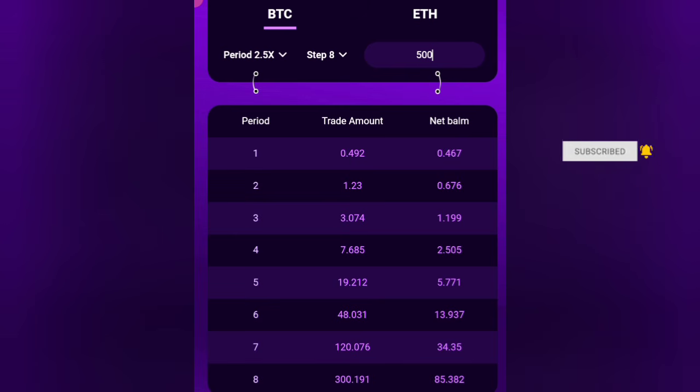It's only when you lose that you move to the next entry amount. When you lose again, you move to the next entry amount. When you lose again, you move to the next entry amount. So when there is a win, based on the amount you are using, it automatically eradicates the previous losses. Then you go back to the first entry and start trading with that first entry amount. That's how the calculator works.